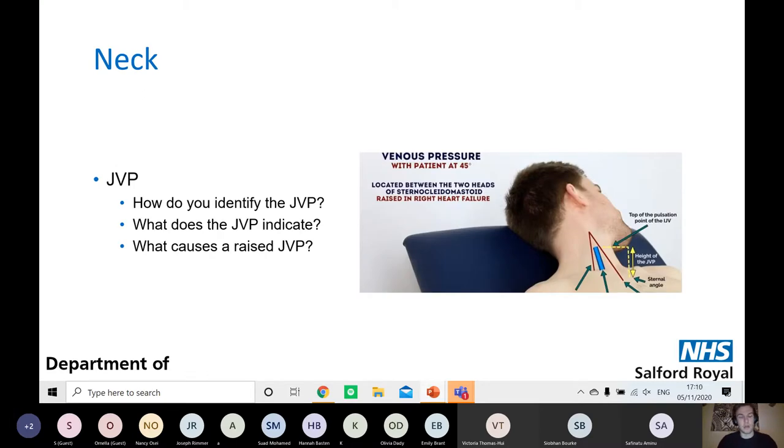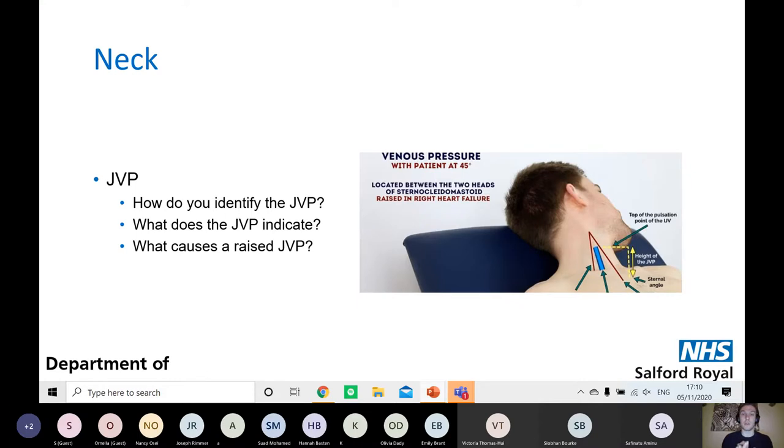JVP, we talked about it last week. How do you look for it? Where is it found? So again, just as a quick reminder, look between the two heads of the sternocleidomastoid, one head from the clavicle going up to the earlobe, and it should be in that plane there. And looking three finger widths from the angle of Louis going directly up at that 45 degree angle.